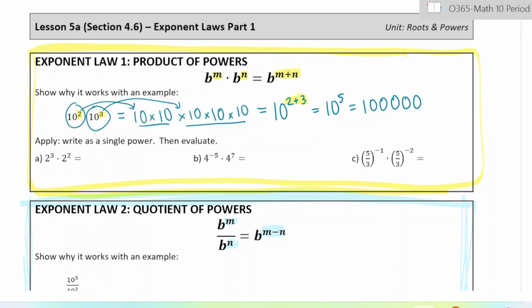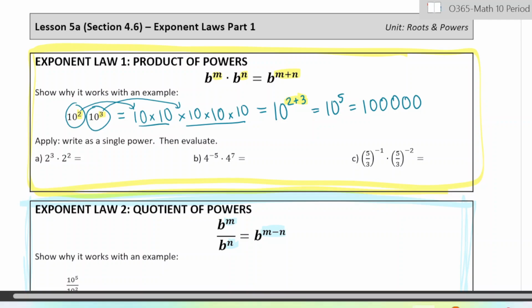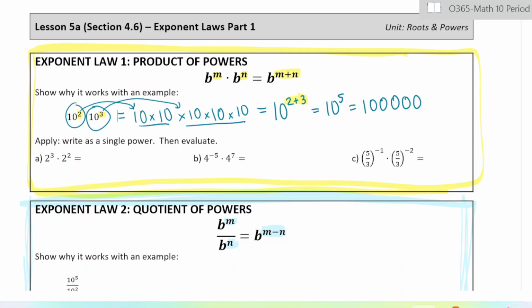Okay, so we're going to write these as a single power. That means apply the rule and write it as a single power. And then we are going to evaluate, which means answer the question. Okay, so let's do the first one. This is 2 to the power of 3 times 2 to the power of 2. So the bases are the same. We're going to add the exponents. So that would become 2 to the power of 5. Now we'll answer the question. If you multiply 5 2's together, you get 32. Okay, so this is the single power part, and this is the evaluate part.